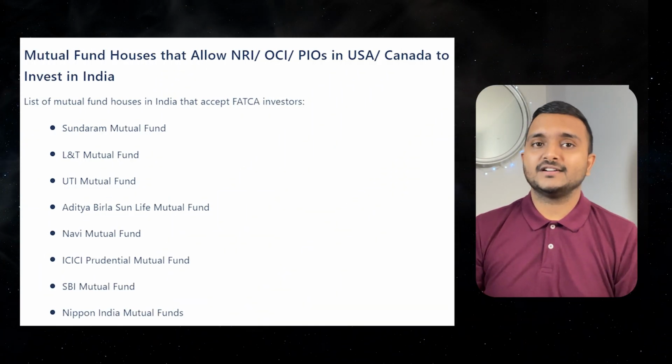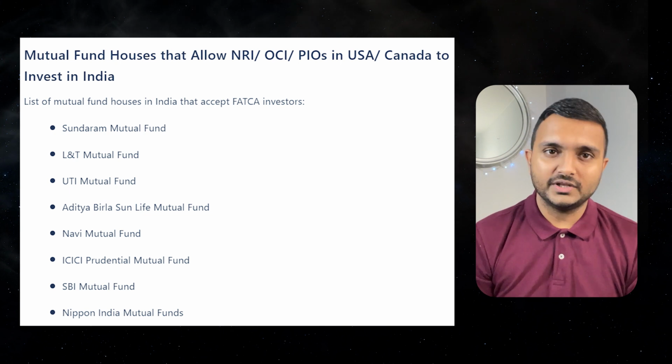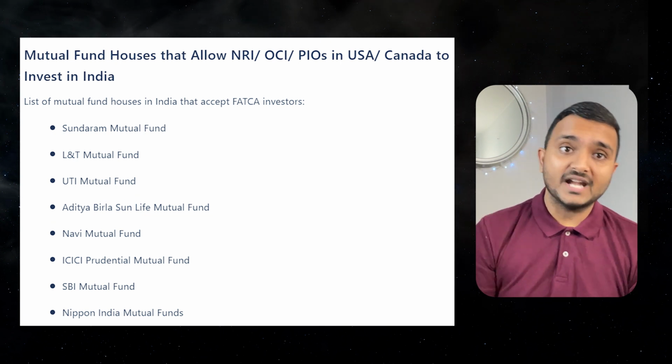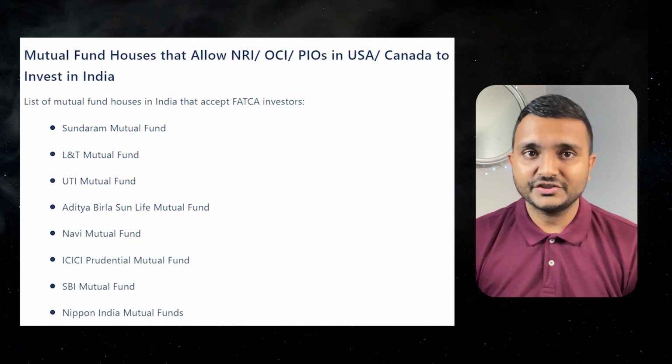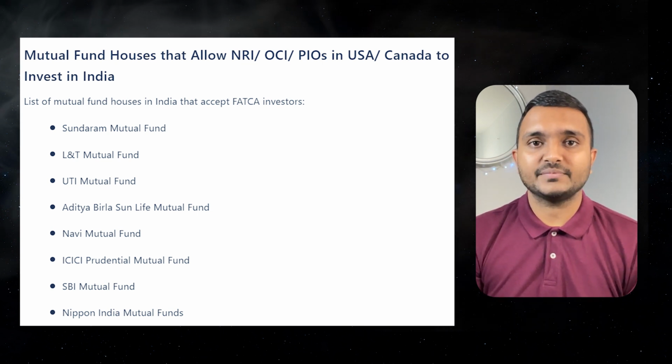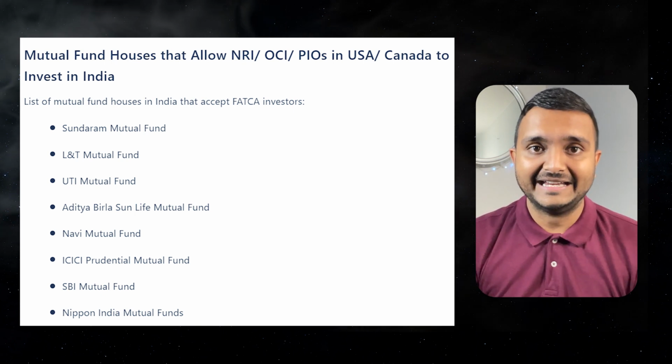So here is the list: Sundaram Mutual Funds, L&T Mutual Funds, UTI Mutual Funds, Aditya Birla Sun Life Mutual Funds, Navi Mutual, ICICI Prudential, SBI, Nippon India. All these mutual funds accept investments from USA and Canadian NRIs. I have heard there are some other funds also accepting the investments, which you can directly verify with your preferred funds.